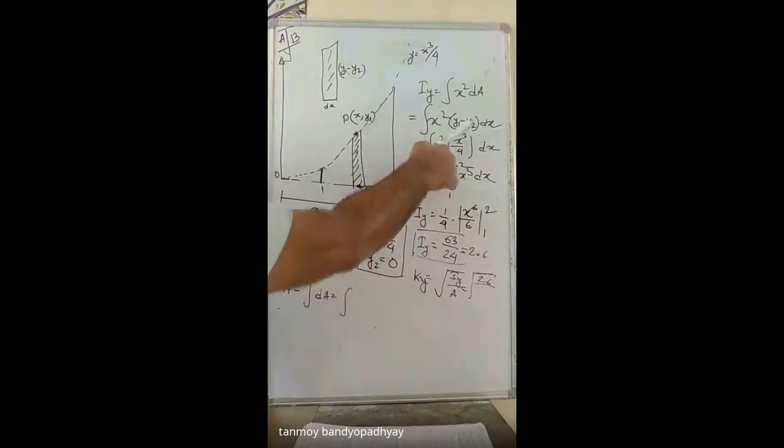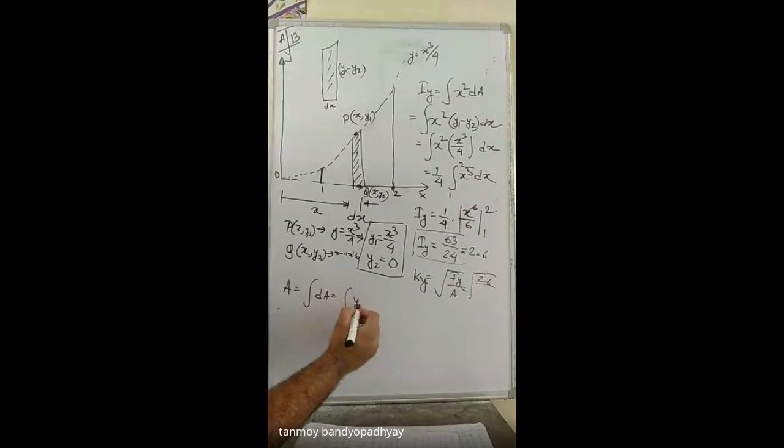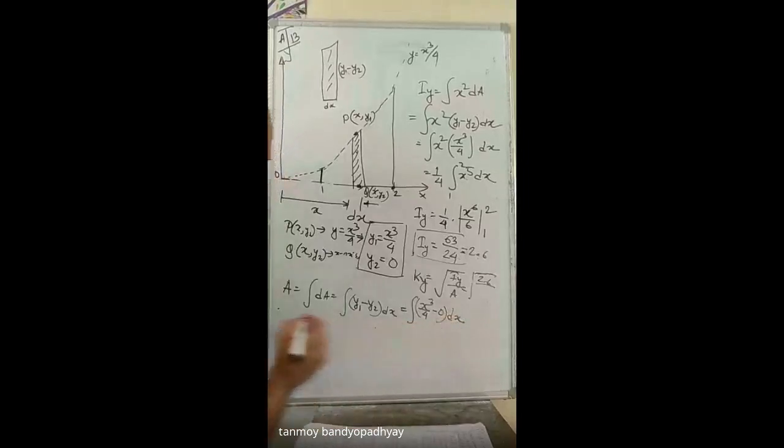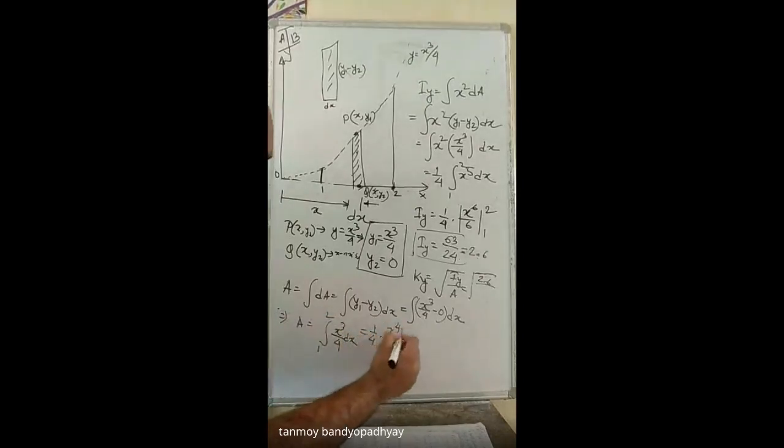So dA was (y1 minus y2) into dx. y1 is x cube by 4 minus 0. So that is the integration of x cube by 4 minus 0 into dx, which is just the integration of x cube by 4 into dx, where x varies from 1 to 2. So 1 by 4 into x to the power 4 by 4, which varies from 1 to 2. Just see what is the value of A you are getting.